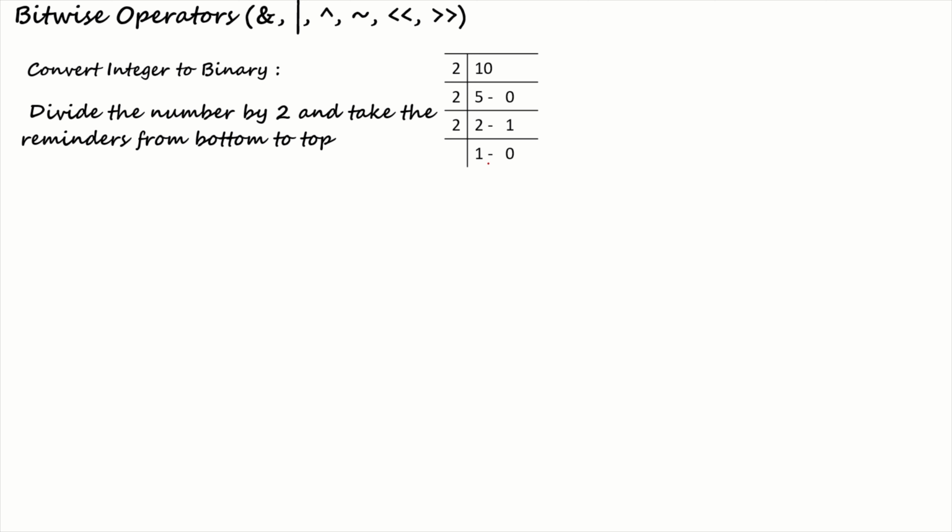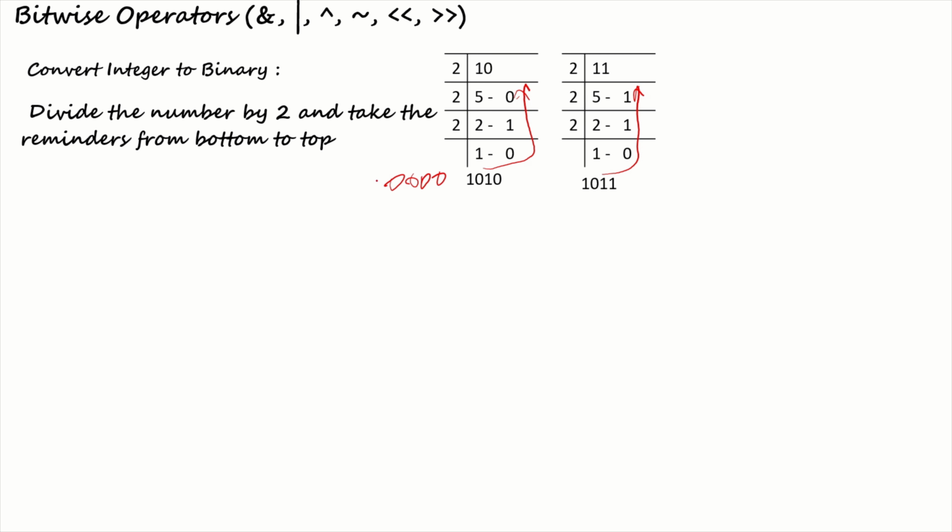Let's take one more example. Think that I have 11 and I want to convert it to binary. I need to divide 11 by 2, so 2 5s are 10 and the remainder is 1. Similarly 2 2s are 4, remainder 1, and then 2 1s are 2, remainder 0. I need to take this from bottom to top, so it's going to be 1 0 1 1. Suppose it is 8 bits, then the rest of the bits are going to be filled with 0. If it is 32 bit or 16 bit, the rest of the bits are also filled with 0.